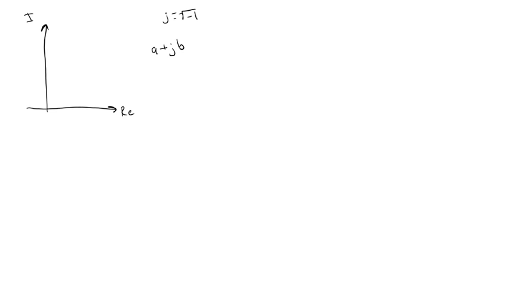I can draw this number as a vector in the complex plane where this distance is a, this distance is b, so I can express that in rectangular form. I can also express it in polar form, where this radius is r and this angle is theta. So writing a plus jb is equivalent to writing r at the angle theta.